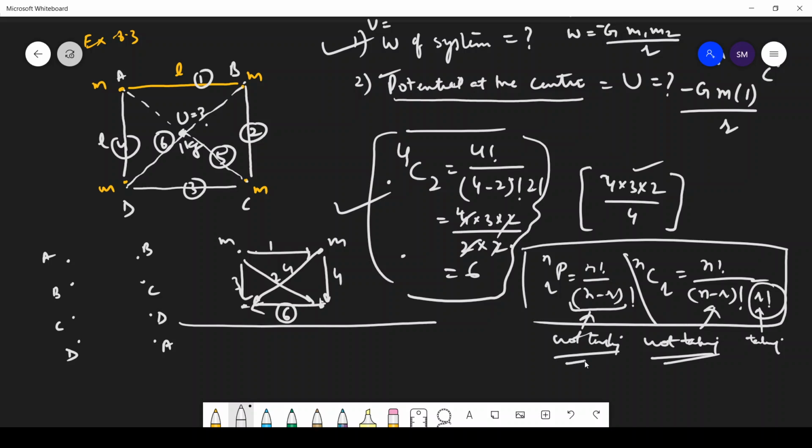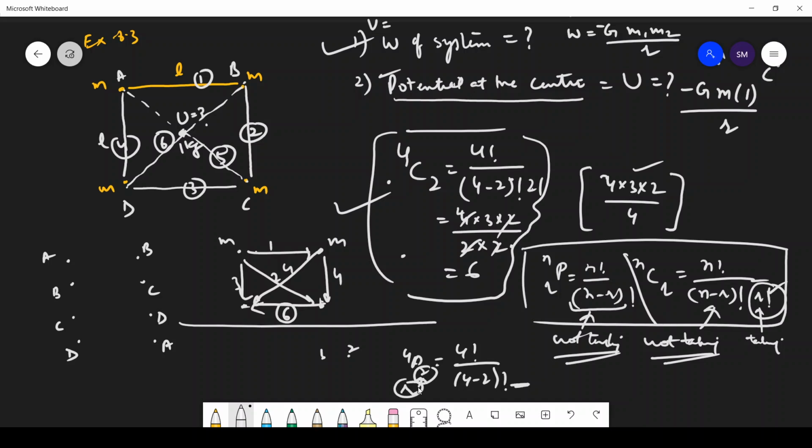because if I was taking 2 and their arrangement means position matters, which one is first and which one is second, then it will be permutation, 4P2, and I will only be dividing by the not taken. So I was doing 4 minus 2, I am not taking 2, I was taking this r factorial. So its arrangement means its position I was considering.